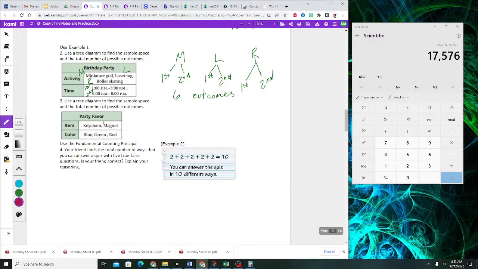Now the next one, use a tree diagram to find the sample space and the total number of possible outcomes. We've got a keychain and a magnet, so K and M. And then we have blue, green, red, and over here we've got blue, green, and red.